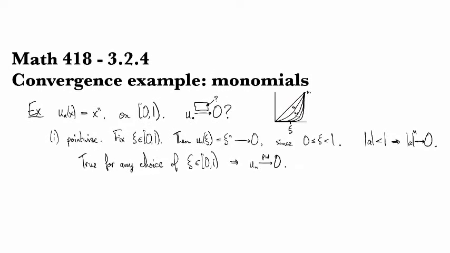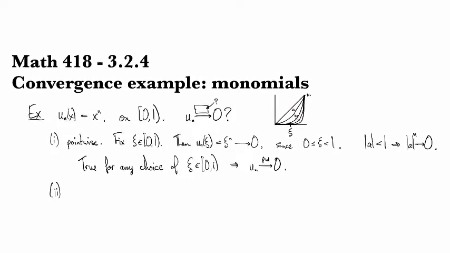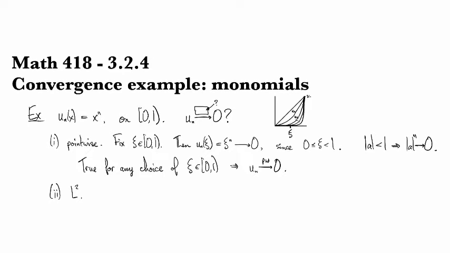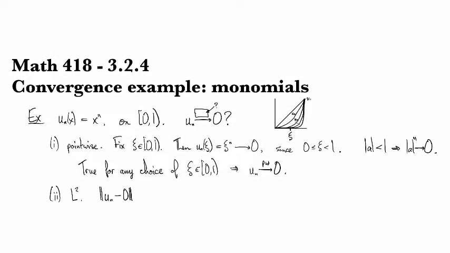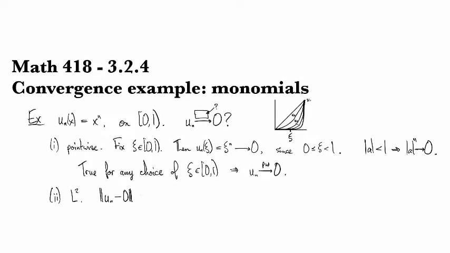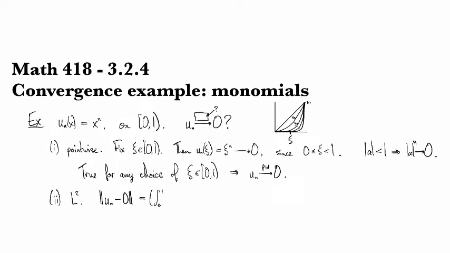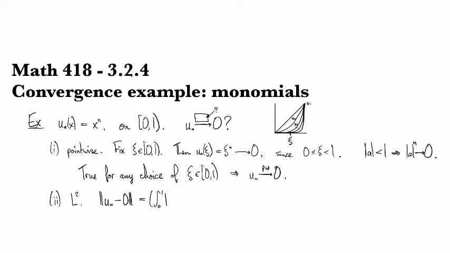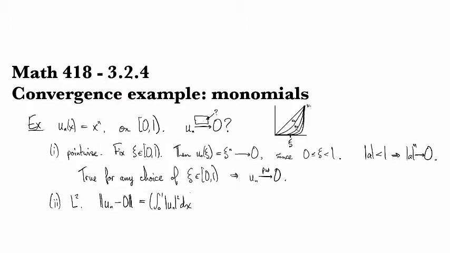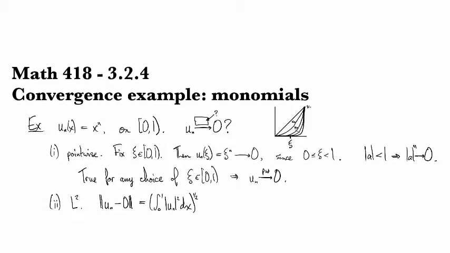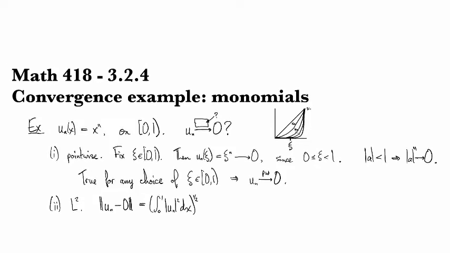All right, so now let's consider a different mode of convergence, a different topology. Let's say L2. So this time we're going to be looking at the distance from un to the 0 function in the L2 metric. So this is going to be the square root of the integral from 0 to 1, because our domain is 0 to 1. And we look at the magnitude squared of this function. We integrate that, and after integrating, we take the square root. All right, so that's how we compute the distance from un to 0.